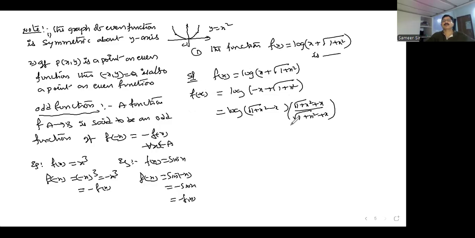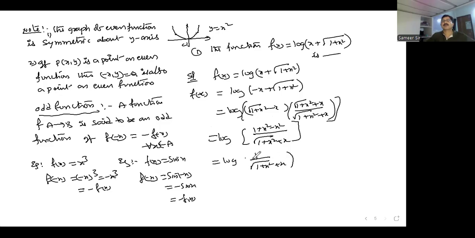देखो भाई ऐसा है, ये पूरा एक under log है. So logarithm of, this is nothing but what? 1 plus x square minus x square divided by root over 1 plus x square plus x. यार क्या हो रहा, logarithm of 1 by under root 1 plus x square plus x. यार इसी को ऐसा लिख सकते हैं, log 1 मीन 0, सो यार 0 माइनस log x plus root 1 plus x square, बनता क्या है भाई, minus f of x. So this is what, odd function.